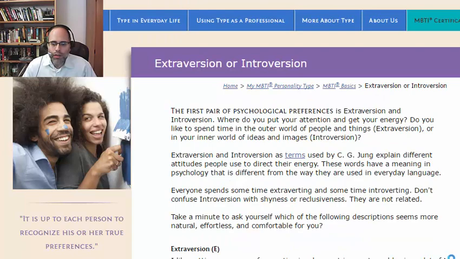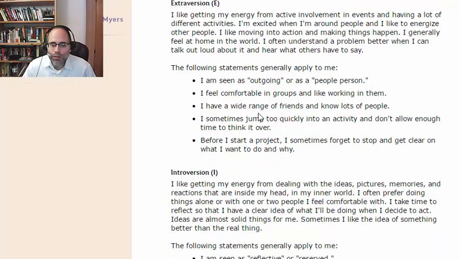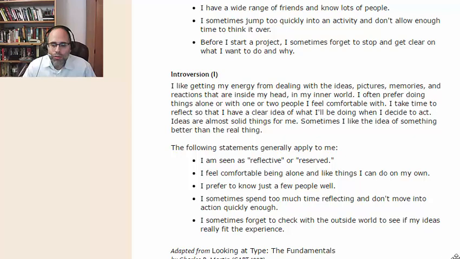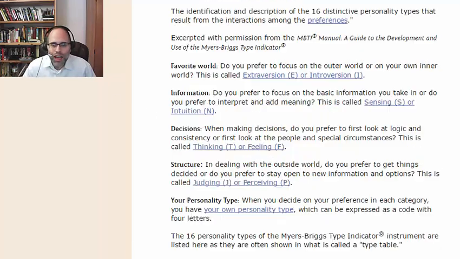In terms of how they put it, the extrovert is the person who might say, I'm outgoing, or a people person. That's probably a very good extrovert. By the way, there's no right or wrong. It's not like an extrovert is better than an introvert. It's just different, and certainly each one has advantages and disadvantages. I have a wide range of friends. I sometimes jump too quickly into an activity without thinking it over. The introvert is somebody who might be considered reflective or reserved, more comfortable doing things on their own. I prefer to know just a few people. It's fairly obvious the difference between the extrovert and the introvert.